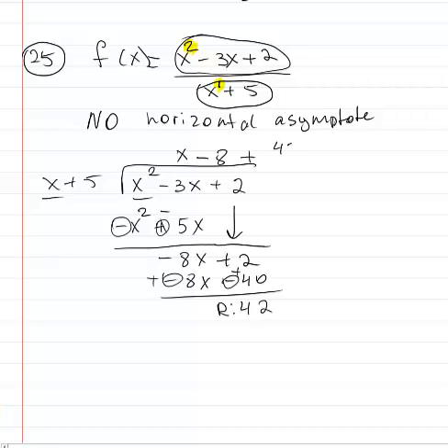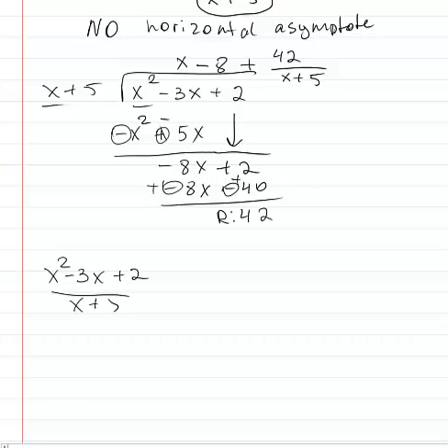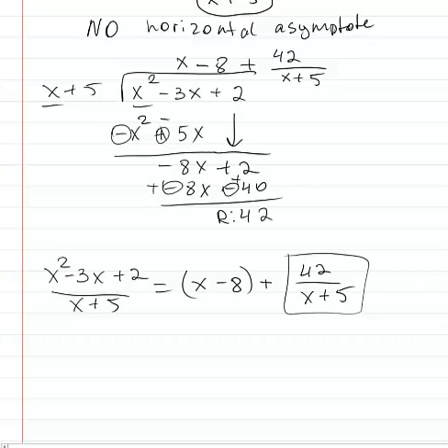So we write that as a remainder over the divisor. Okay? So what does that mean? Let me write this out so you can see this very well. The original function, x squared minus 3x plus 2 divided by x plus 5, became x minus 8 plus 42 over x plus 5. It's not a simplification, you divided it. Now note, this part right here has a denominator which is linear, while the top is just a number, the constant.